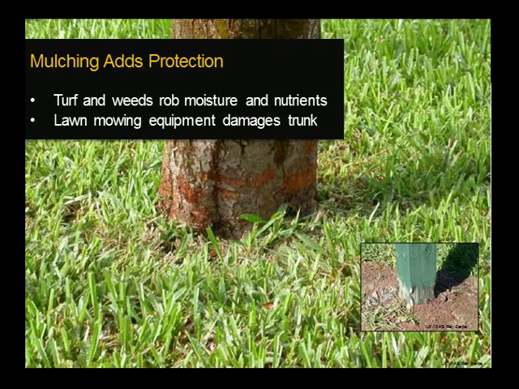Research demonstrates that trees often perform poorly if turf grass grows up to the trunk. Turf and weeds rob trees of moisture and nutrients, and some produce chemicals that inhibit tree growth. Mowing equipment and string trimmers can damage trees.